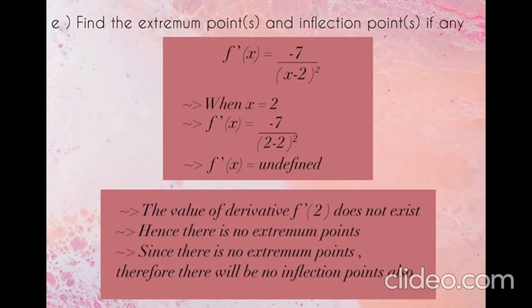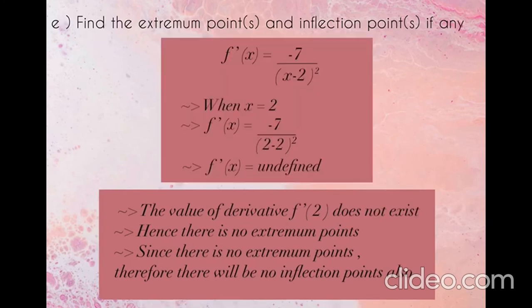Since our f prime x is negative 7 over (x minus 2) to the power of 2, when x is substituted by 2, our f prime x is undefined. The value of the derivative f prime 2 does not exist. Hence, there are no extremum points. Since there are no extremum points, therefore there will be no inflection points also.